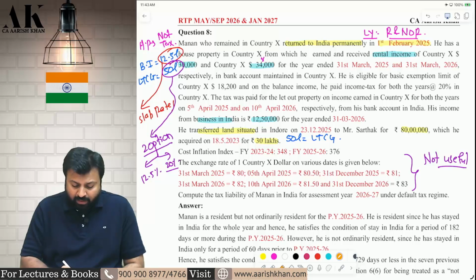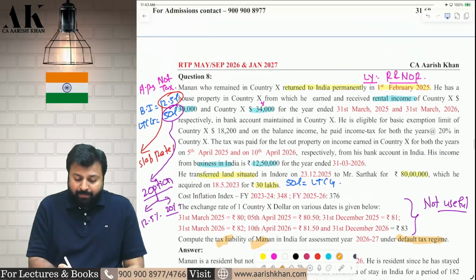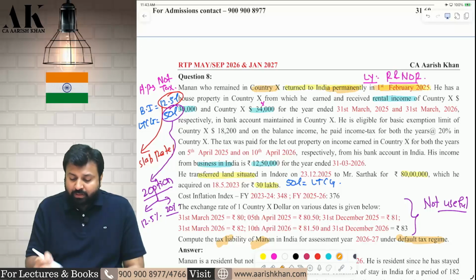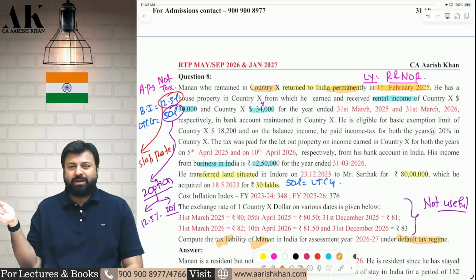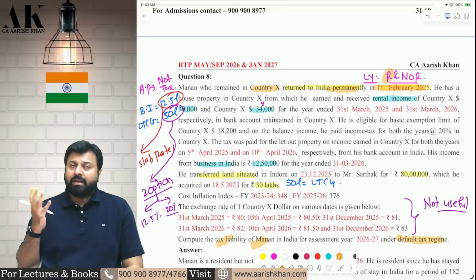Again, you need to find out the tax liability of Mr. Manan under the default regime, under the new regime. What is Manan doing? Manan was staying in country X for a long time. Now he came to India permanently on 1st February 2025. That is last year. Just 1 month back, just 2 months back, he has come to India permanently.